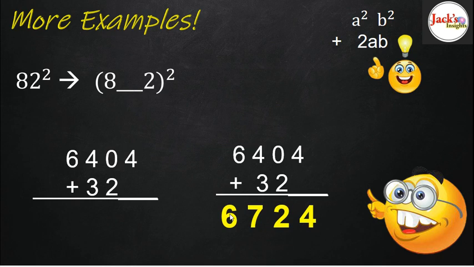So the square of 82 is 6,724. And again, you can check the answer in your calculator. So ato ra ganang ma-check per me if doubtful ta sa answer.